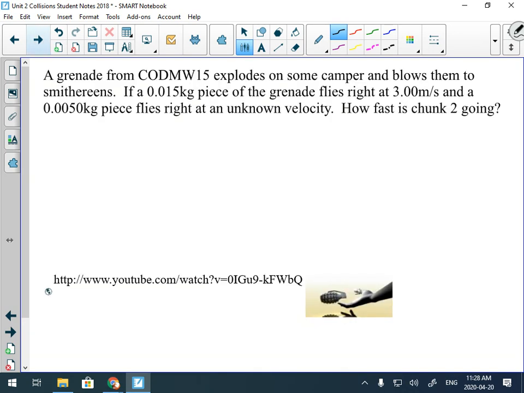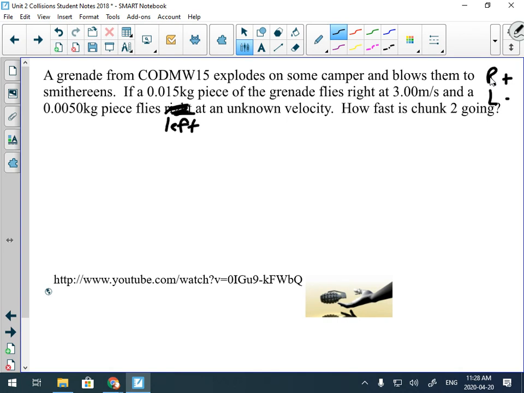All right. So we've got a grenade from Call of Duty Modern Warfare 15 or whatever we're up to right now. And it explodes on a camper because we all hate them, blows them to smithereens. Okay. So one piece flies one way to the right. Let's just say to the right is positive and to the left is negative. So one piece flies right and another piece flies, oh, that's a typo. Let's change that to left. My bad. Yeah, so we're going to have one piece fly left. But we know how fast one chunk is going, but not chunk 2. So this is an explosion.